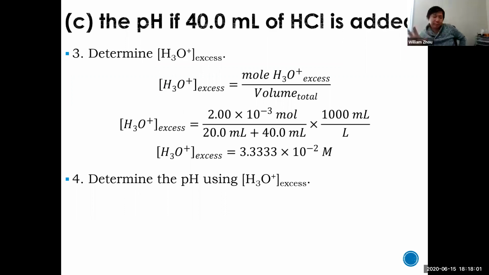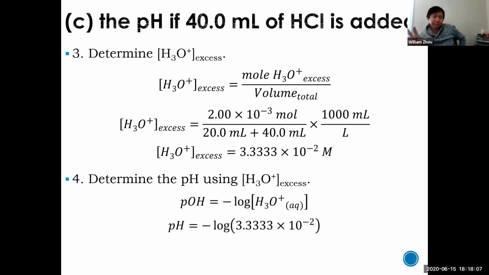Okay, that base, and then you have some acid left, and that's just the pH of a strong acid.